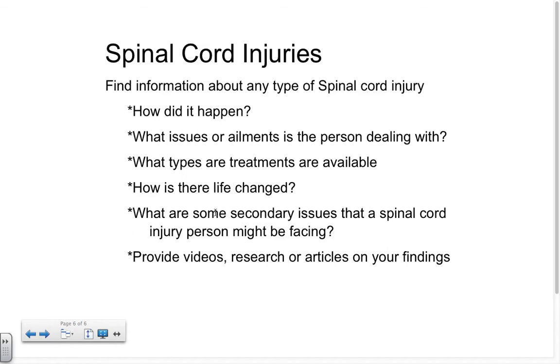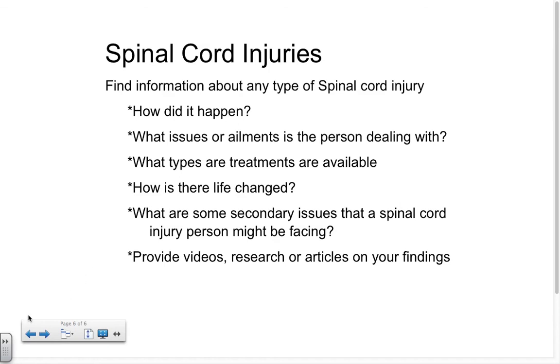life? And the other thing we'd like you to do is provide research or articles about this, because very similar to what we did on concussions in your previous assignment, we're going to look at it and break up into groups and hopefully be able to present our information.